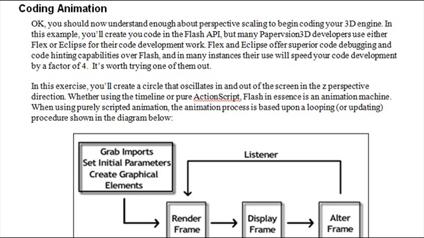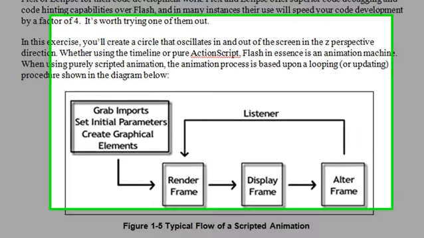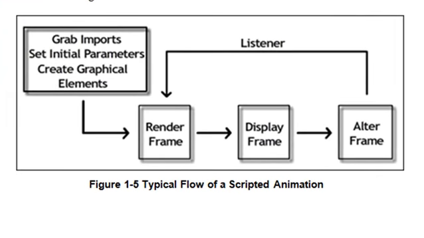In this section, we're going to look at coding animation. This comes from chapter 1 of the book and discusses how to build an animation engine, which we'll use extensively throughout this chapter and the rest of the book. Basically, an animation engine consists of two major parts.